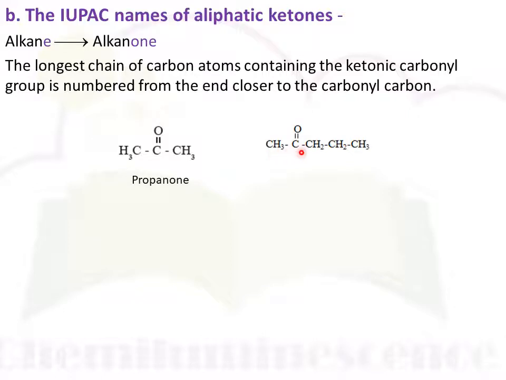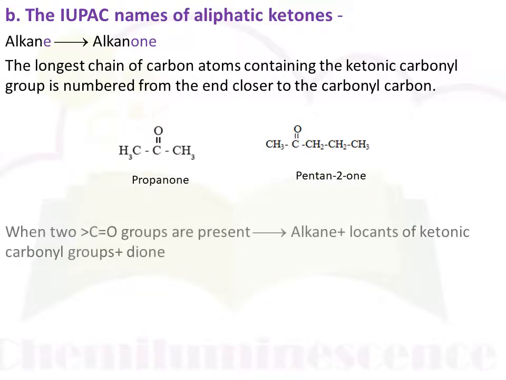This is carbon number 1, this is carbon number 2, this one is carbon 3, this one carbon 4, and this one is carbon 5. There are a total of 5 carbons present. Hence, according to alkane, its name is pentane. But for writing the name of this ketone, you have to replace the E of that pentane by ONE. Hence, it is pentanone. And for indicating the position of this carbonyl carbon, you have to write the locant of this carbon before ONE. Hence, the name of this compound is pentan-2-one.